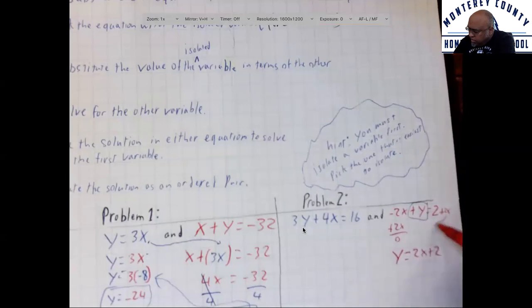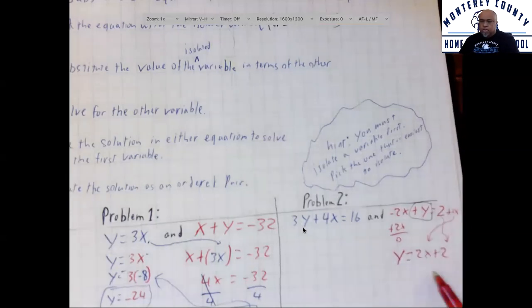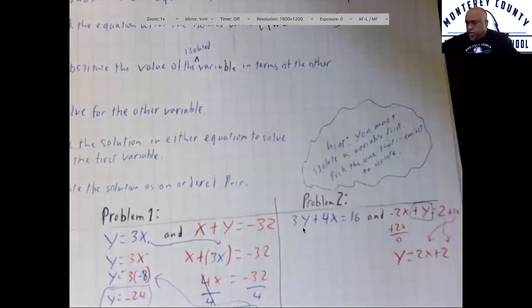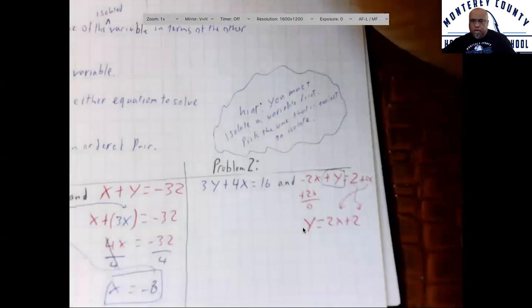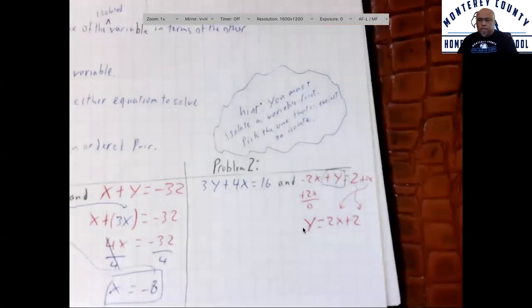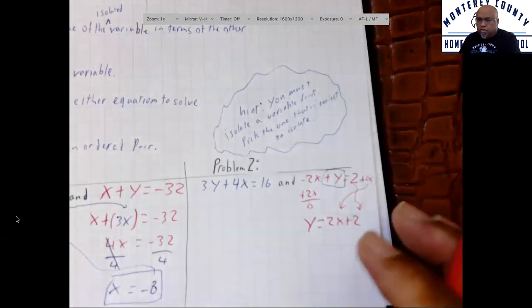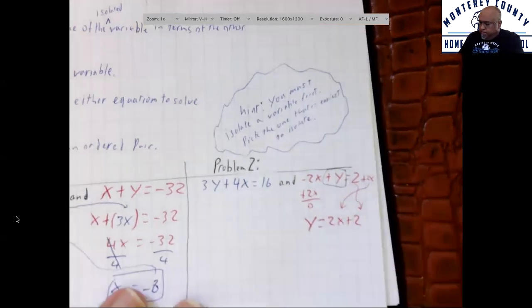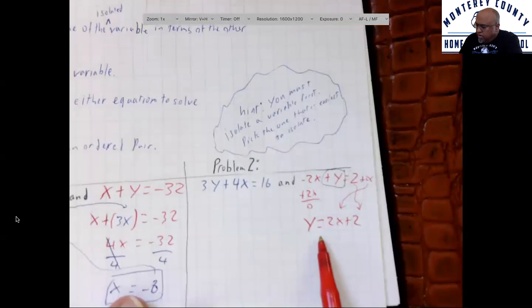Now you notice that I switched the order so that it is in slope-intercept form. Okay? Just make a habit. It's just preferable to have it in the form that's easiest for you to solve. Okay, so now y is equal to 2x plus 2.